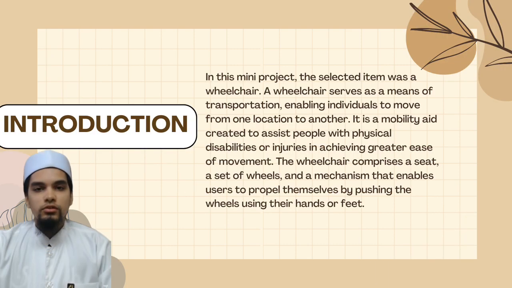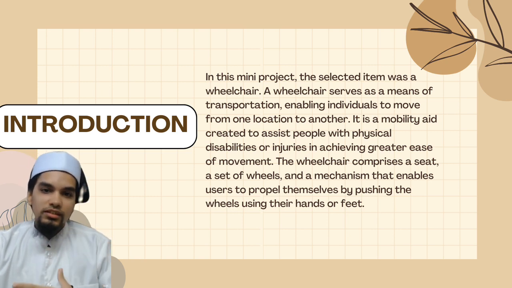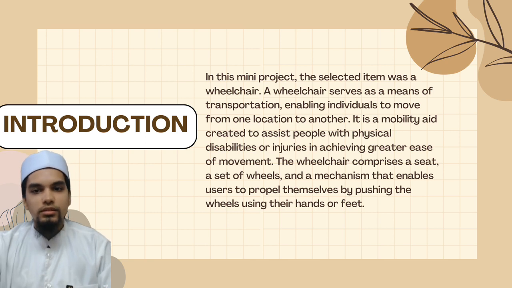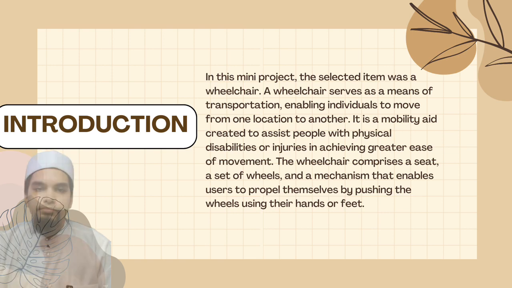A wheelchair was chosen as the subject of this brief study. A wheelchair is a form of mobility aid that helps people get from one place to another. It's a device designed to help people with mobility issues like injuries or disabilities get around more easily. The wheelchair consists of a seat, wheels, and a mechanism that lets its user move forward by pushing the wheels with their hands or feet.